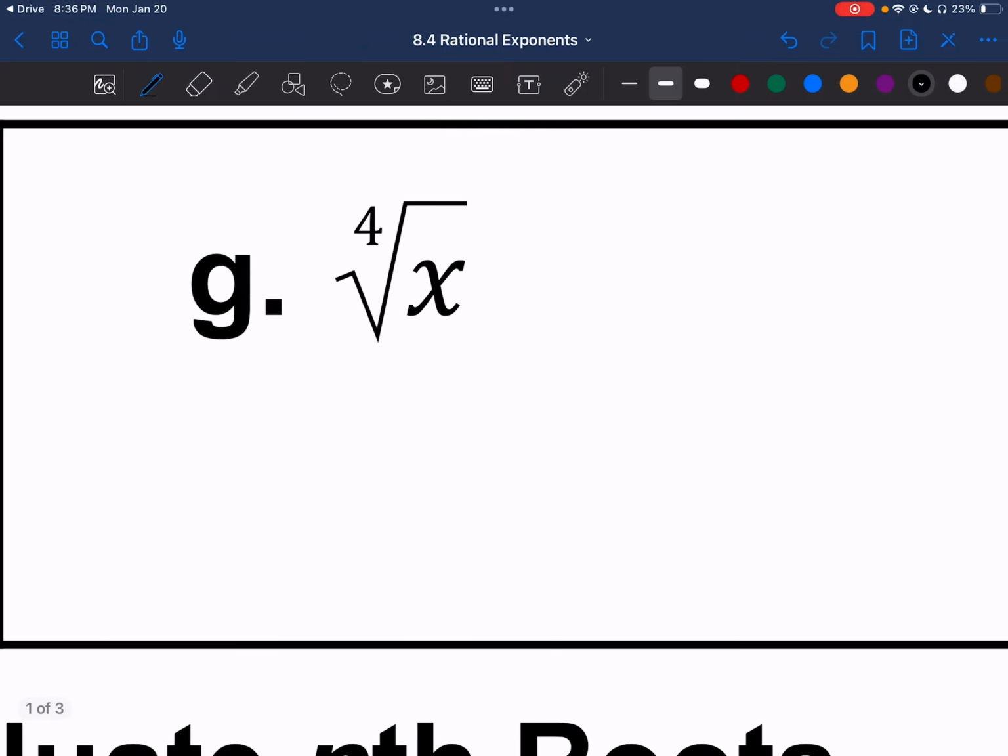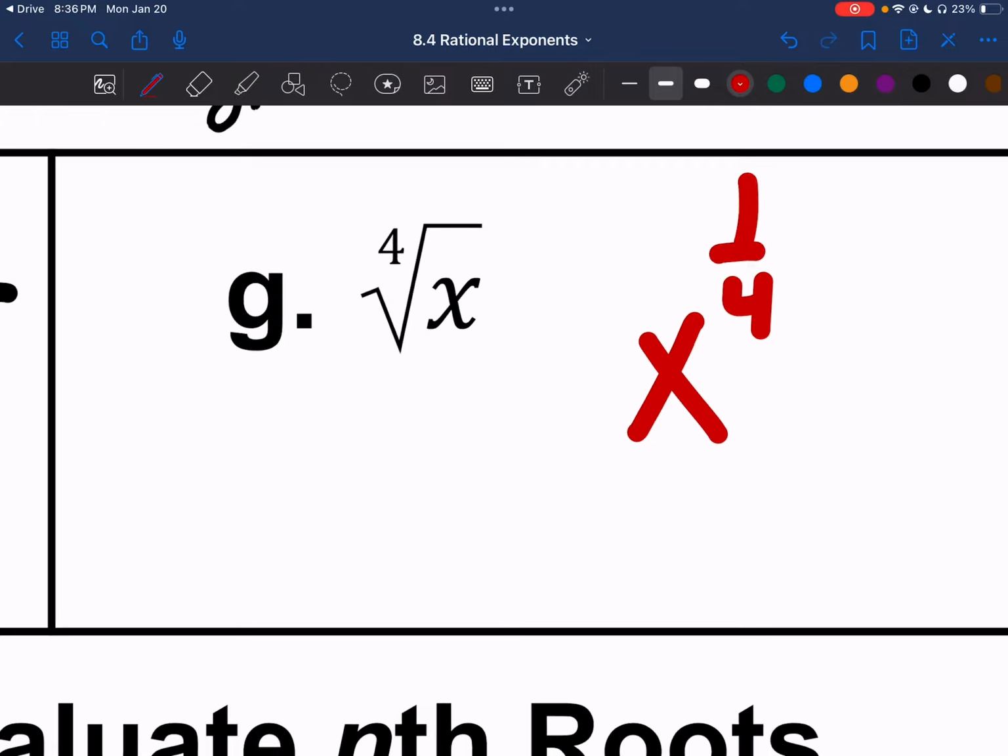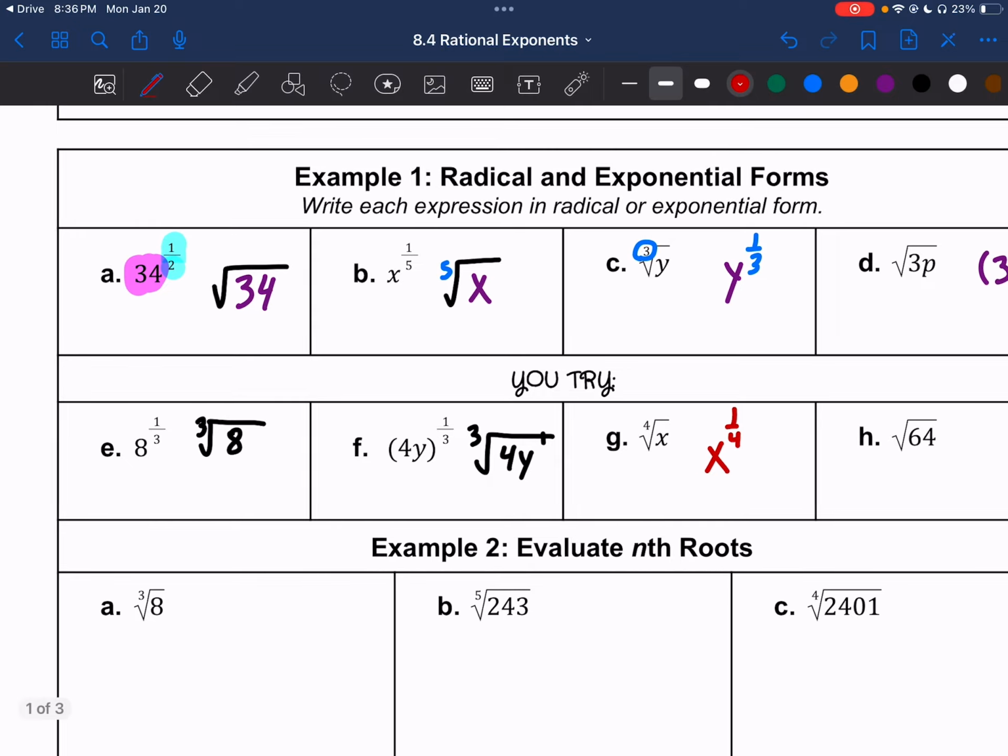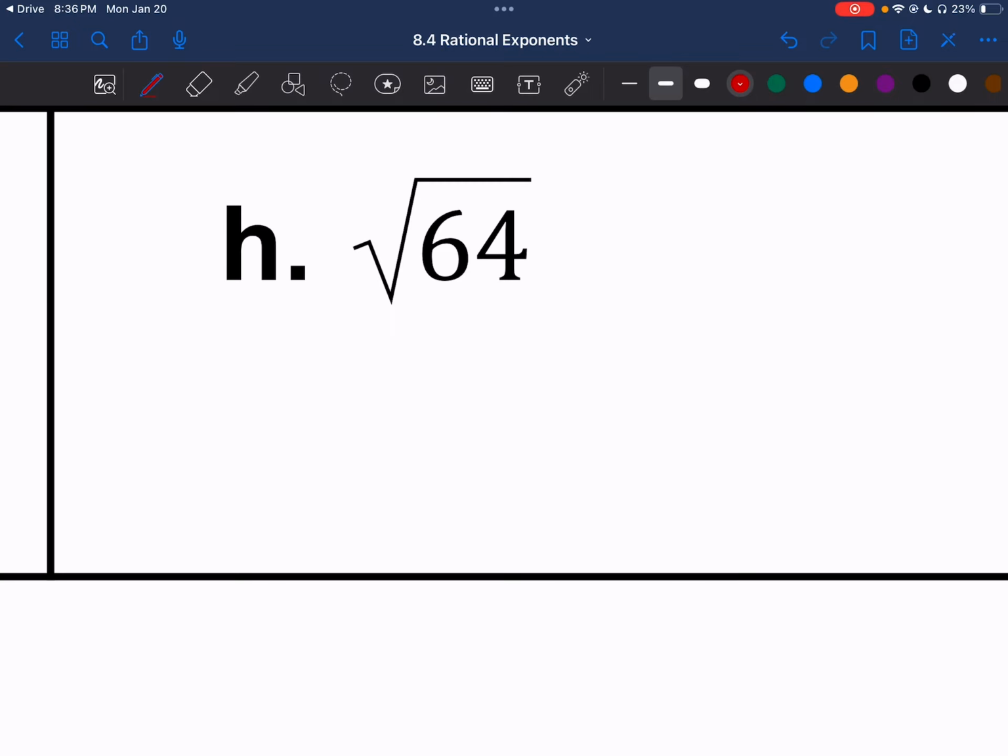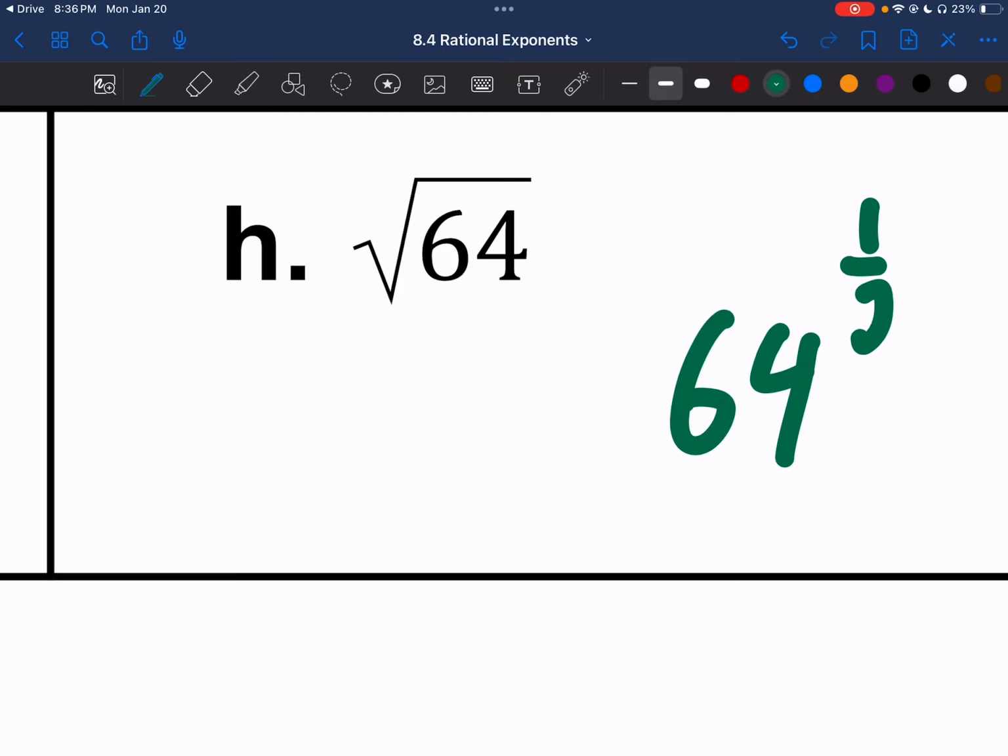Letter G, we have the 4th root of x. So that's going to be x to the 1/4 power. And letter H. We have the square root of 64. So we would write that as 64 to the 1/2 power.